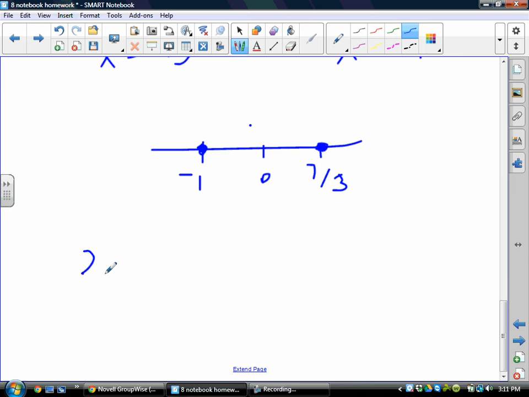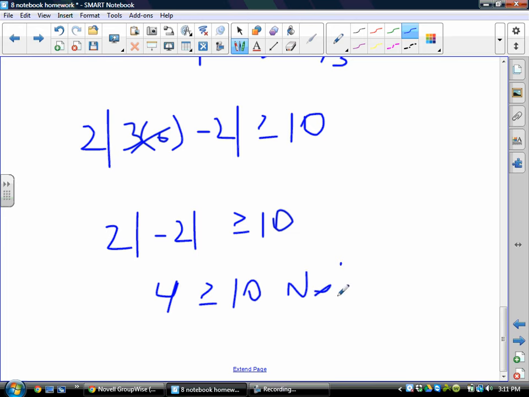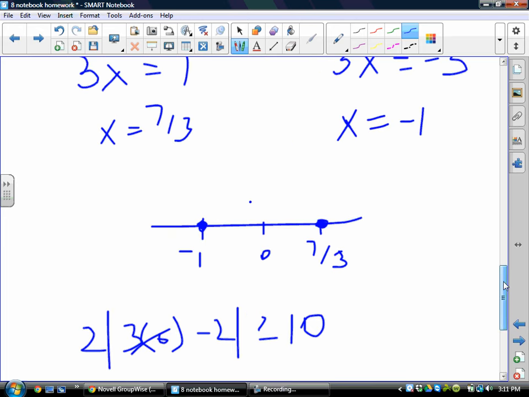So it was 2 times the absolute value of 3 times, let's plug in 0, minus 2. Is that greater than or equal to 10? So this is going to be gone, so I have 2 times the absolute value of negative 2, which is basically 4. Is 4 greater than or equal to 10? No. So I'm not shading where 0 is this time, so I'm going to go outsides.